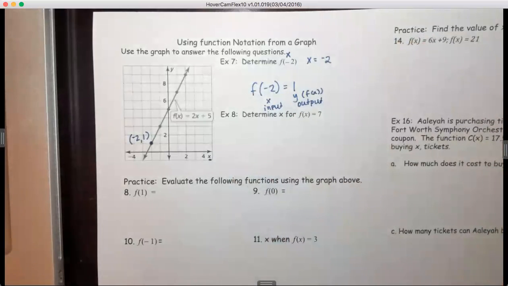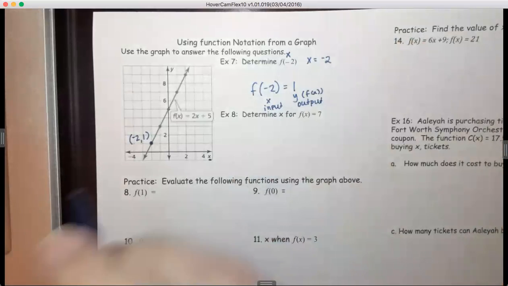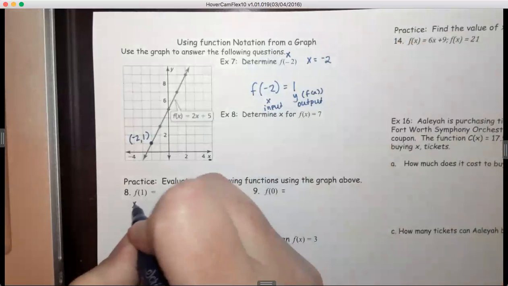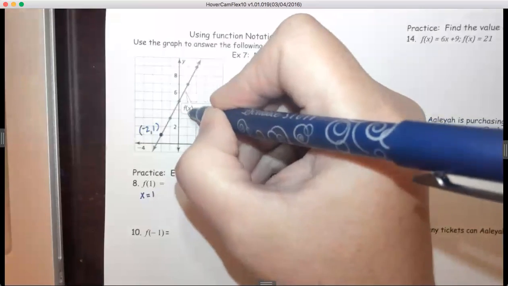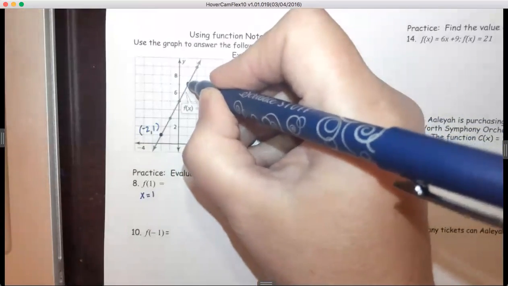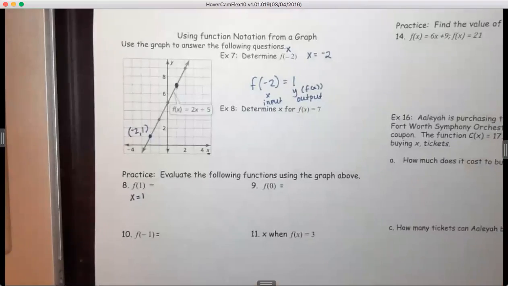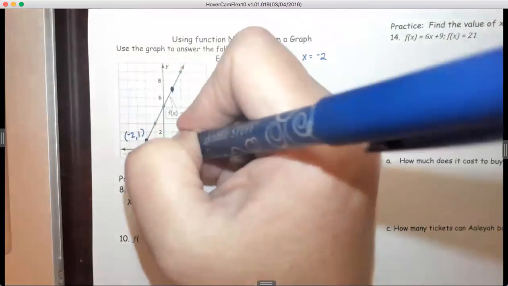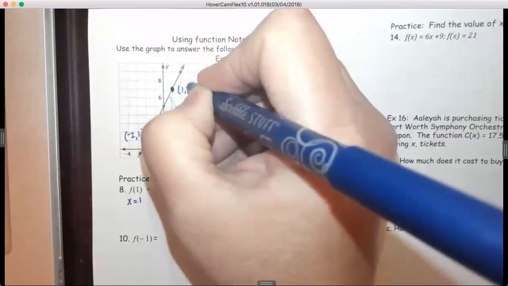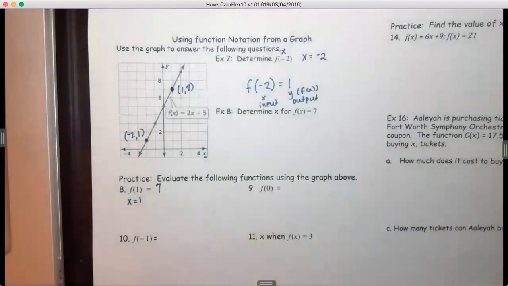Okay, we're going to do it several more times. We're going to do all the x values first. So f of 1, that means x equals 1. So I'm going to go to 1. I'm going to go up until I hit the line. Okay, you can't just pick anywhere. You have to hit your graph. All right. So this point is 1, 7. So the answer is 7.